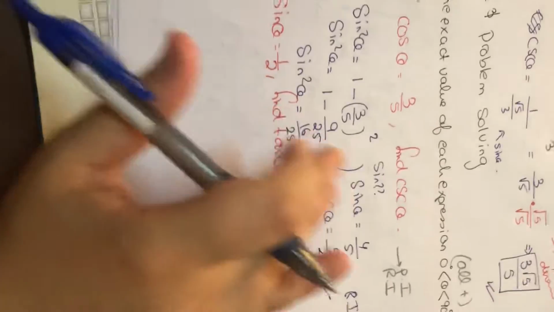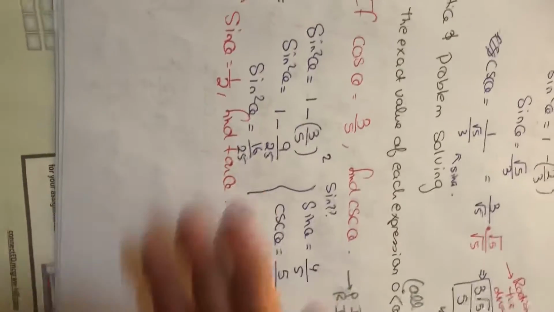Don't lose yourself in the middle. Know what you need. Some students can get sine and stop. The question was asking for cosec.